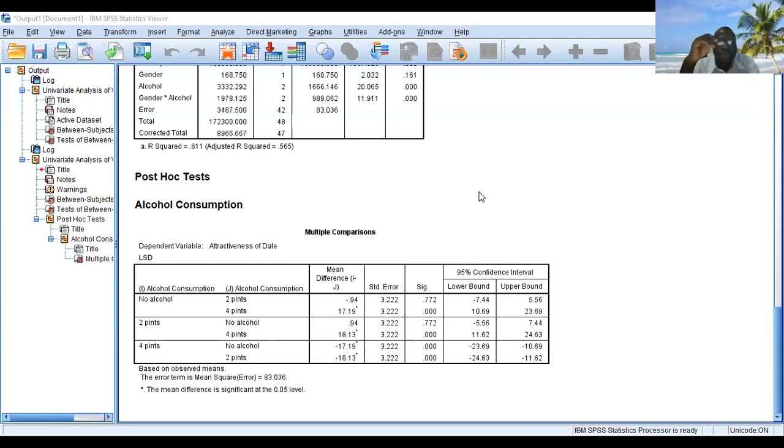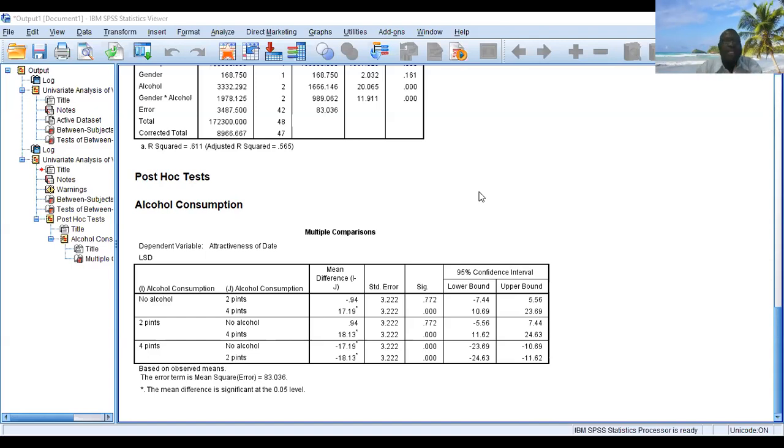But why can the difference be more between 2 pint and 4 pint? Okay, I think it's due to some other factors. Unless you go and check the value itself. No, I think the value of the mean, no? The mean. Because what this is telling us is that the difference between no pint and 4 pint is 70.919, and look, it is significant. But the difference between 2 pint and 4 pint is 18.13. It's telling us that the difference in the scoring between 4 pint and 2 pint is higher. I think this one does not show the effect of gender in here.